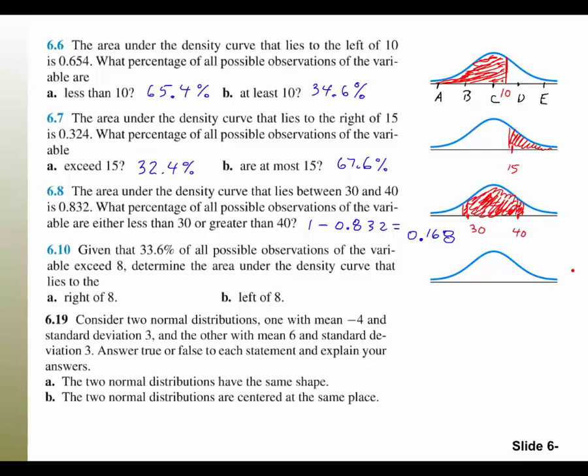Okay, so we'll just skip down to 19. If one normal distribution has a mean of -4 and standard deviation of 3, and the other has a mean of 6 and a standard deviation of 3, do they have the same shape or are they centered at the same place?